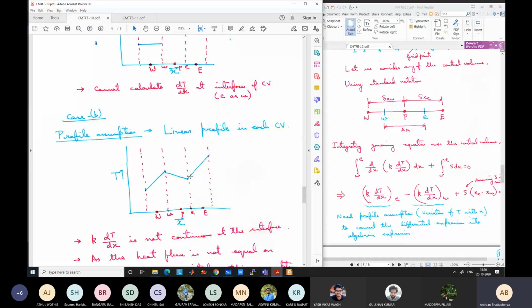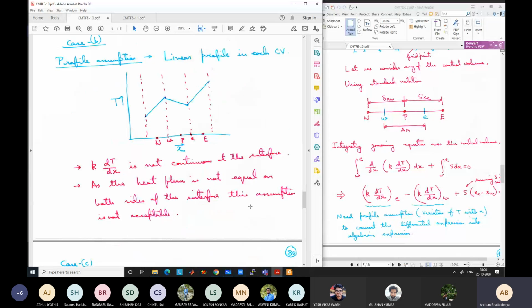The problem is that the heat flux that you had calculated for the Pth control volume at this side will not match with the heat flux that you calculate for the next control volume on this side. Okay, but actually they should have been equal. There is inconsistency. This is not consistent. So that's why we have rejected this. It is not that we cannot calculate. We can calculate, but it is not physically realistic. That's why we have rejected this.